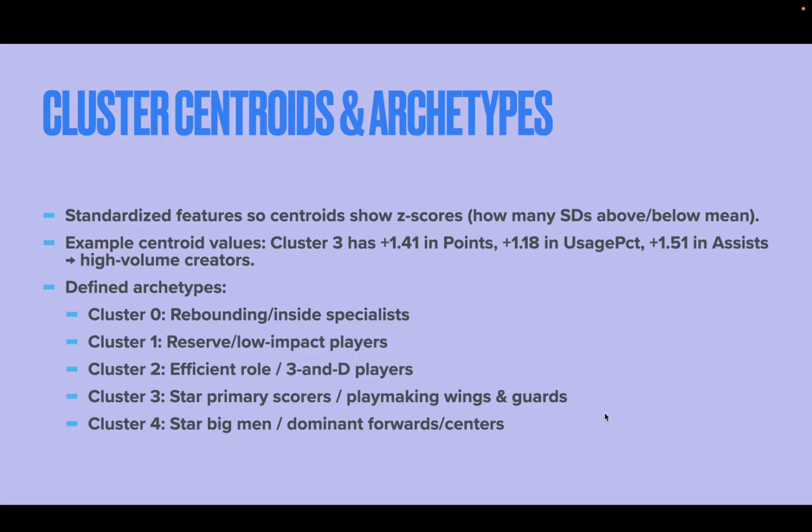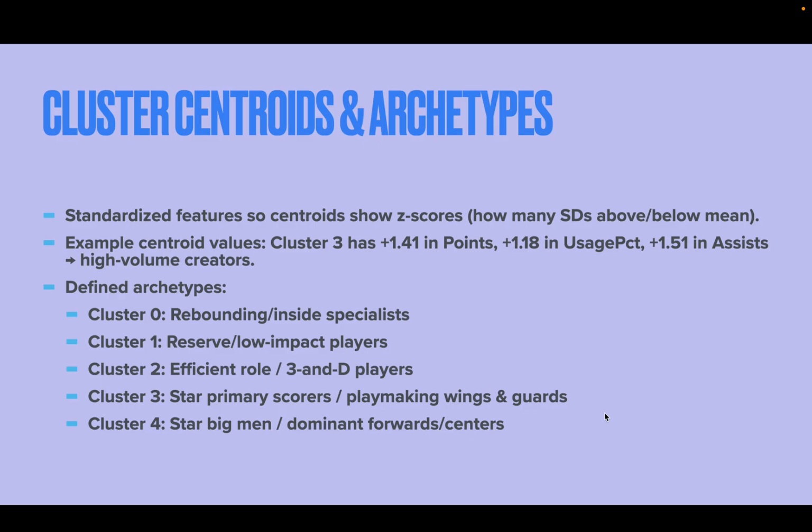Clustering centroids and archetypes. So, standardized features, centroids showed Z scores, so how many SDs above or below the mean. An example would be cluster 3 has plus 1.41 in points, 1.18 in usage, and 1.51 in assists. These would be our high volume creators, and I define them as such. So cluster 0, rebounding and inside specialists. These were typical big men that weren't really scoring a lot. They were there for rebounding and defense.